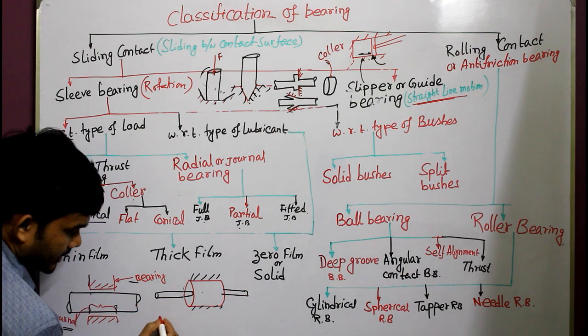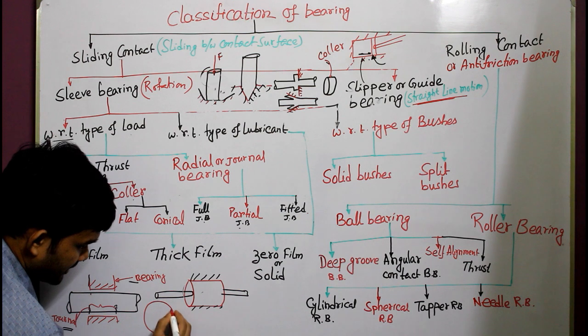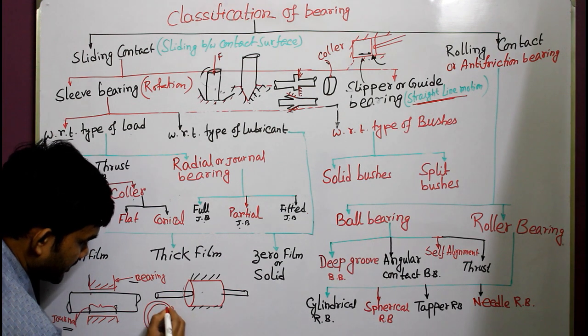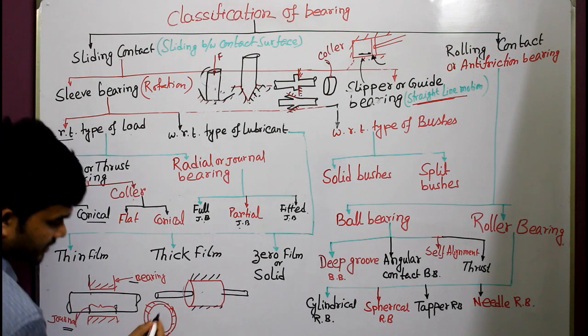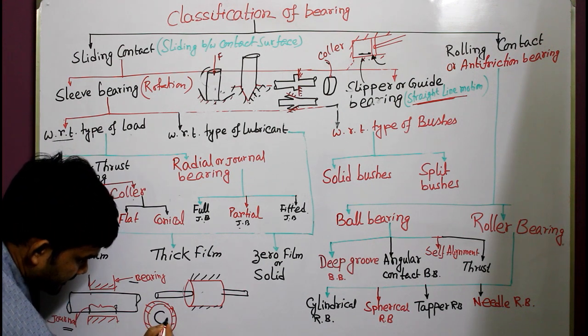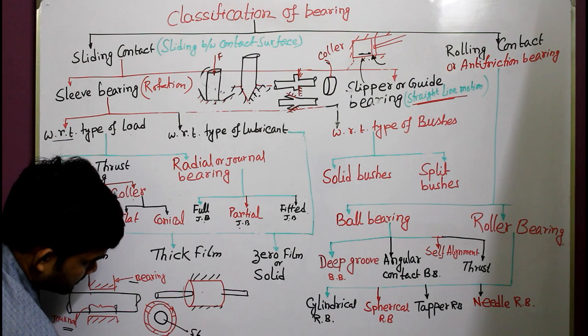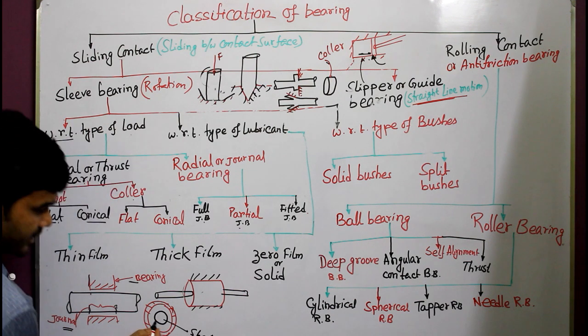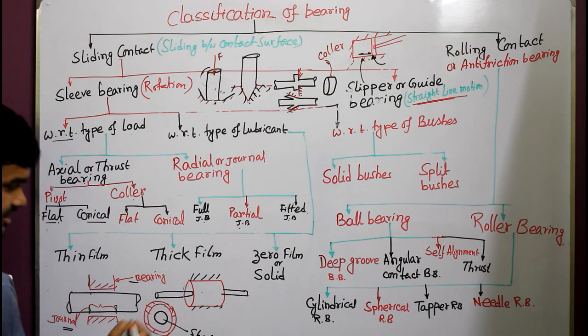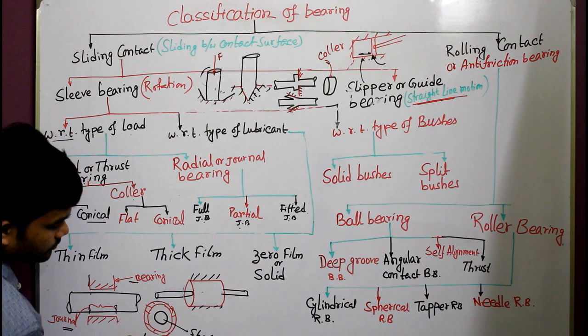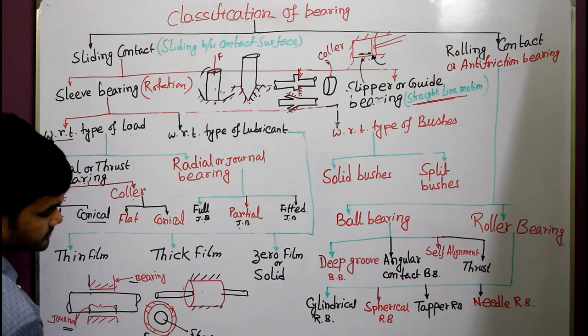So let's see, when we have a full journal bearing, that means the bearing will be covering the full 360 degrees of the shaft. Suppose this is our bearing and this is our shaft. Here the shaft is covered 360 degrees by this bearing. Okay, so this is our full journal bearing.